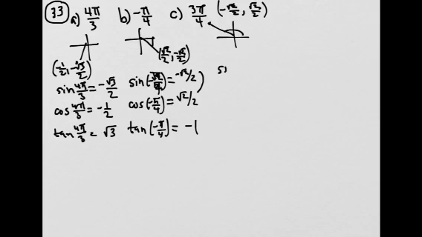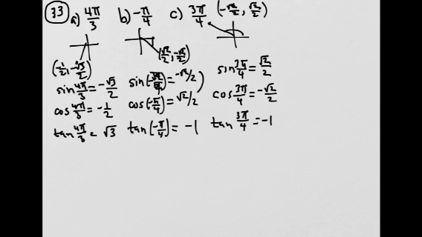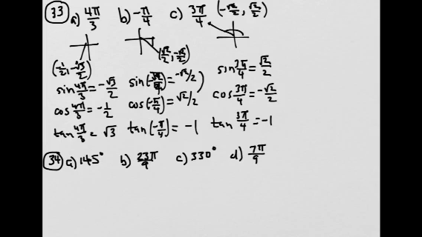So the sine of 3 pi over 4 is y over r, but remember r is 1, so we're just looking at the y coordinate, so it's radical 2 over 2. The cosine of 3 pi over 4 is x over r, r is 1, so we're just looking at the x coordinate, negative radical 2 over 2. And the tangent is y over x, which is the same thing as radical 2 over 2 over negative radical 2 over 2, so that's negative 1. Okay, so that's 33.